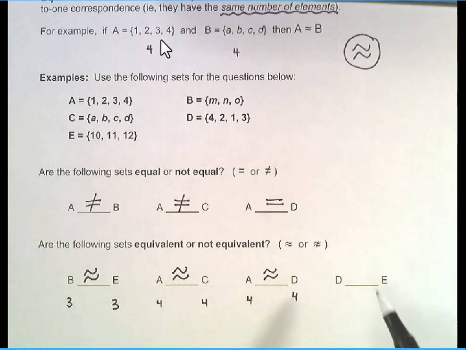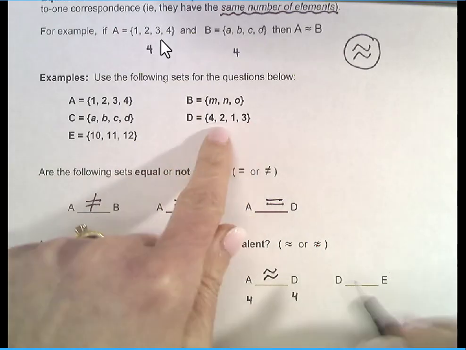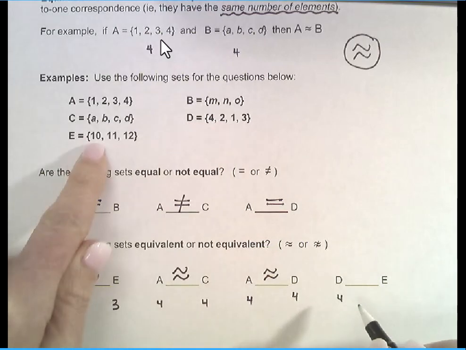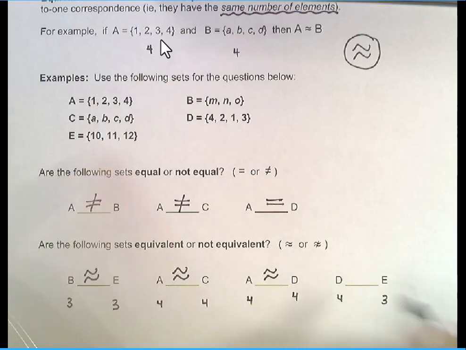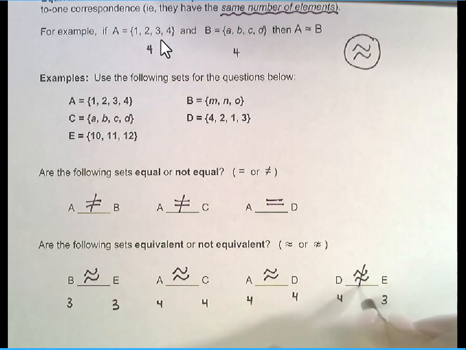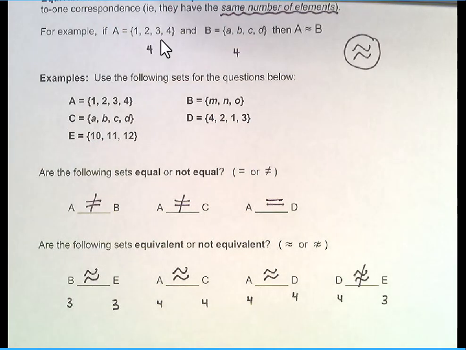How about D and E? D has 4 elements. E has numbers, but it's not the same numbers, and it's only got 3. So these would not be equivalent. It has to do with the number of elements inside the set, not necessarily what those elements are.